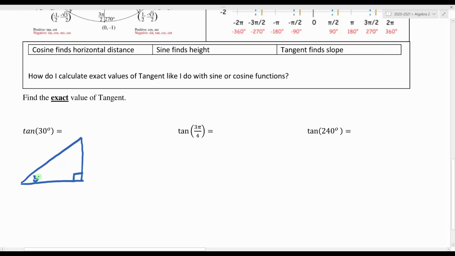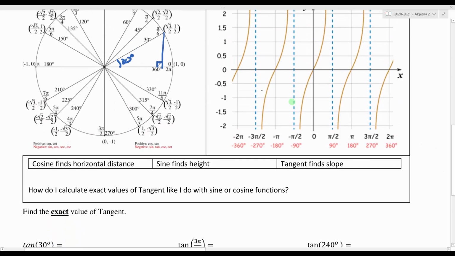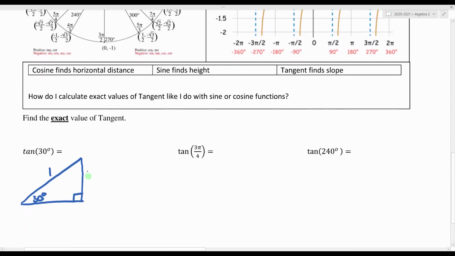And we would say, okay, here's our 30-degree angle. We know this is 1 if it's on a unit circle. And then I'd go up here to my unit circle and say, okay, well, at 30 degrees, we have the height being 1/2. And the side adjacent, right, over here is √3/2. This is my horizontal distance.